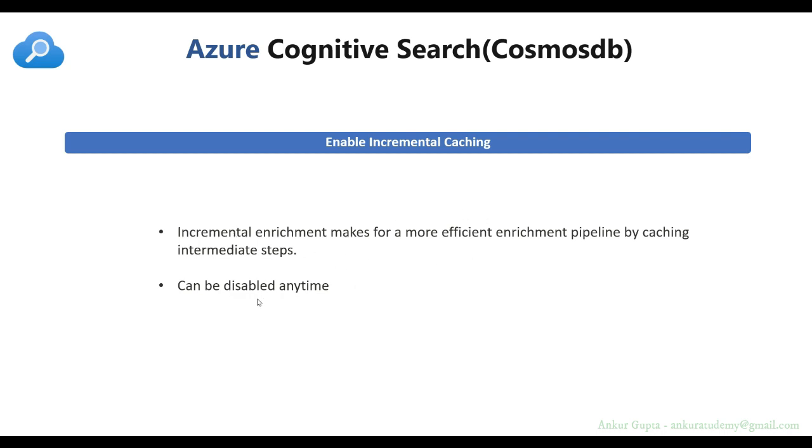Now this caching can be disabled anytime on the fly, so you do not have to recreate your index. If you want to disable it, you can just uncheck the feature and this will disable your incremental enrichment and process all your rows via your skill set pipeline.